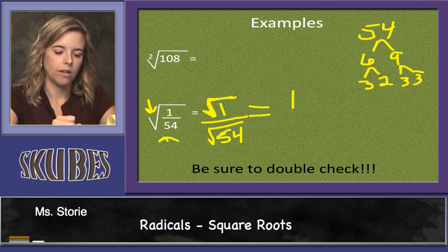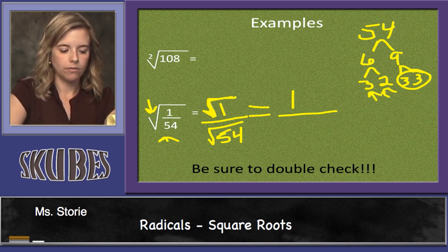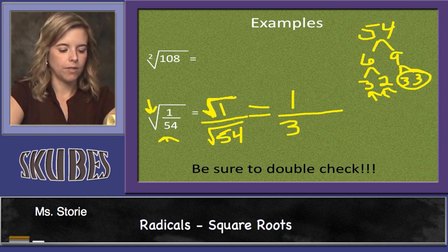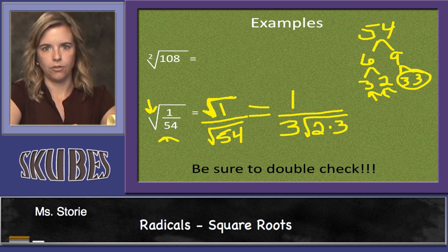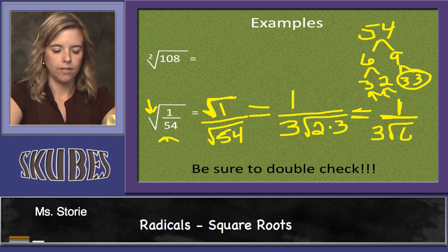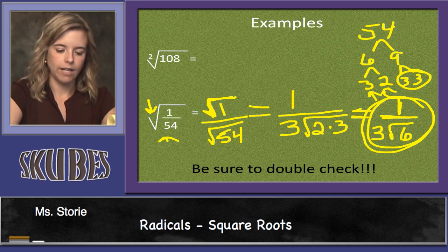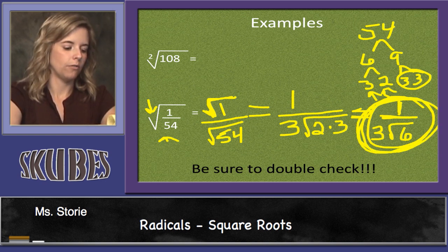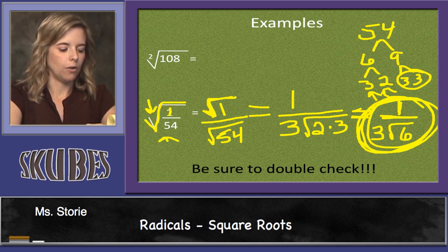And since we're looking for pairs, we have a pair of 3s, and the lonely 3 and a lonely 2 left over. So pairs come out, singles stay in. Pair of 3s come out, and the singles of 2 and 3 need to stay under the radical sign. We're not done because you have to multiply them out. So the numerator is 1, and then you have 3 radical 6. This is your answer for the question of what's the square root of 1 over 54.